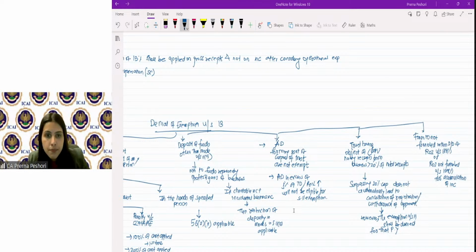Yes or no? Any questions? Any doubts? Fine. Yes or no, students? Is it clear? Did you understand Section 13? Yes, incidental to main object but not maintaining separate books of accounts are also eligible for denial, Mansha.